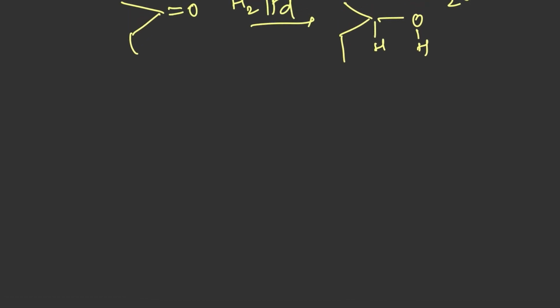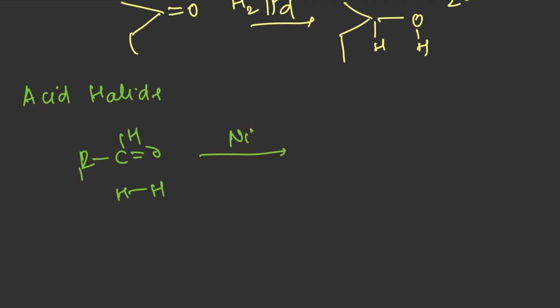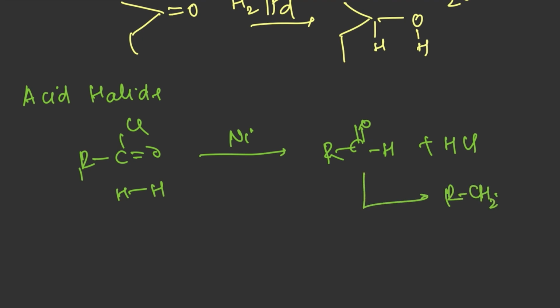After ketone we have acid halide, RC double bond O Cl, then we have hydrogen. So it will react with nickel and will form RC double bond OH plus HCl. We have acid halide, not aldehyde. Acid halide will react, and on further reduction it will form RCH2OH, as we have seen previously.